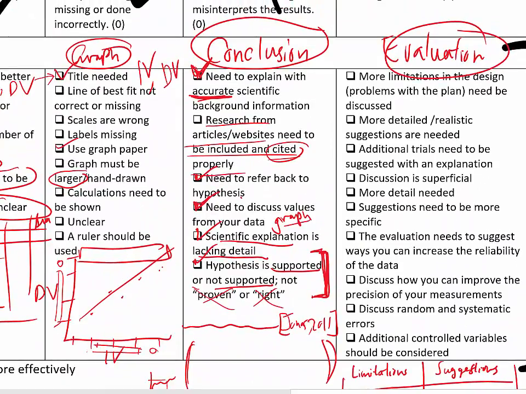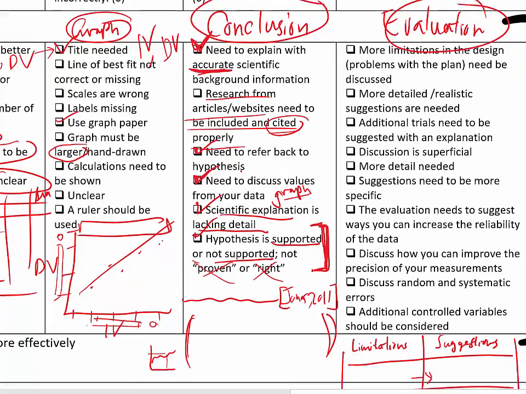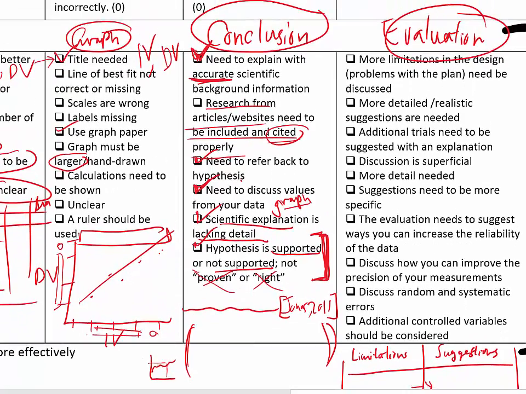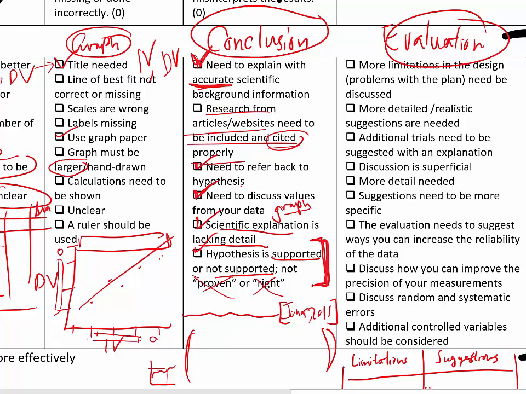For the evaluation, I could say you need to talk about problems with the plan. So did you not control your controlled variables very well? Were you dropping things from different heights each time? Was there a controlled variable that you forgot to discuss? Should you be discussing additional controlled variables? Whoops. So you should put that as a limitation.